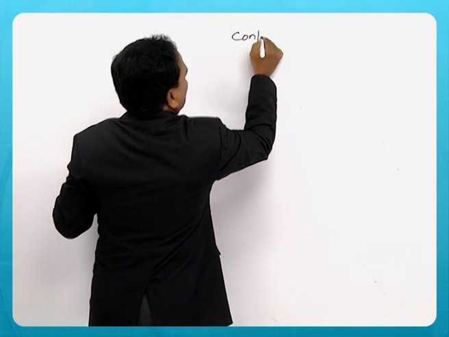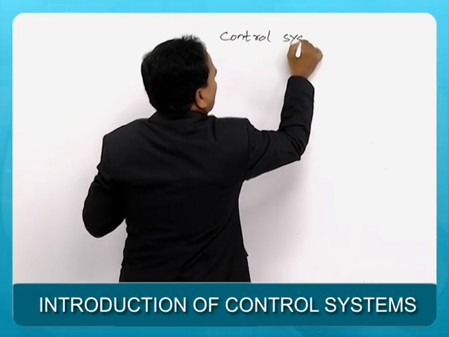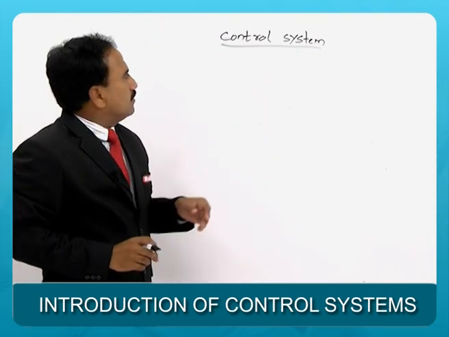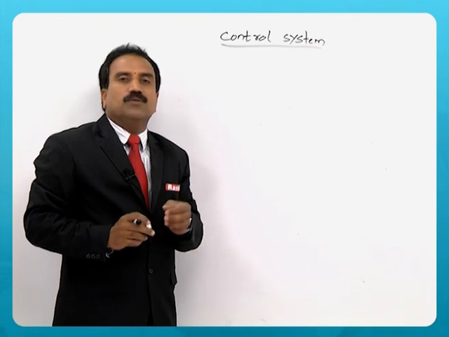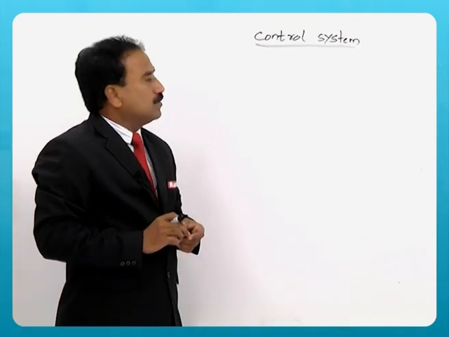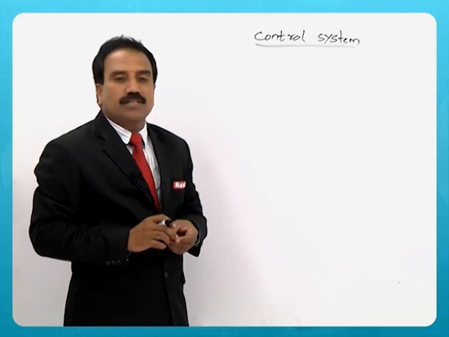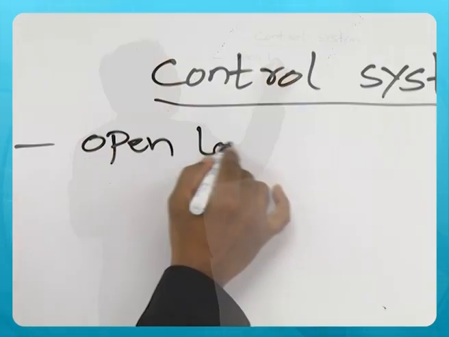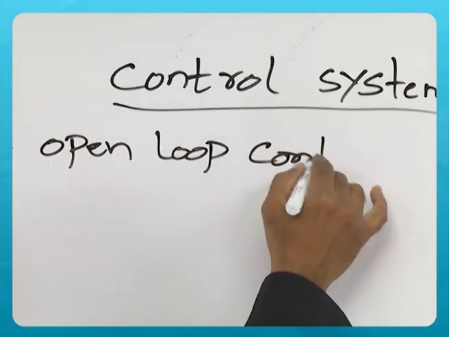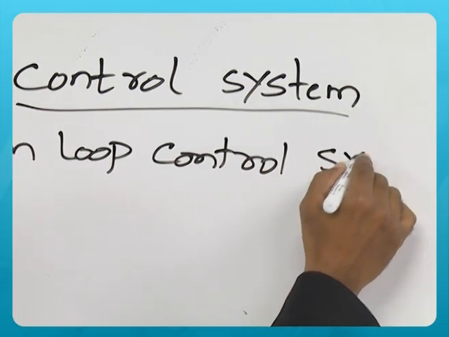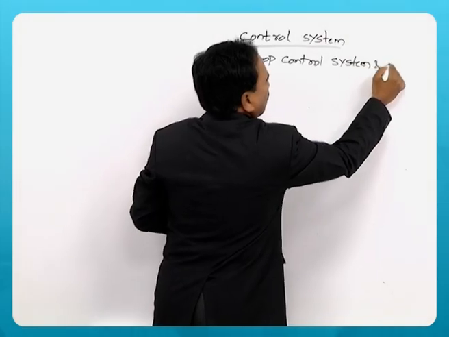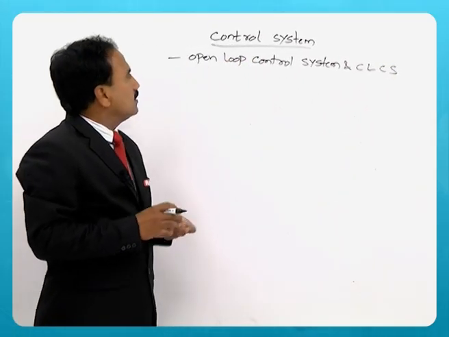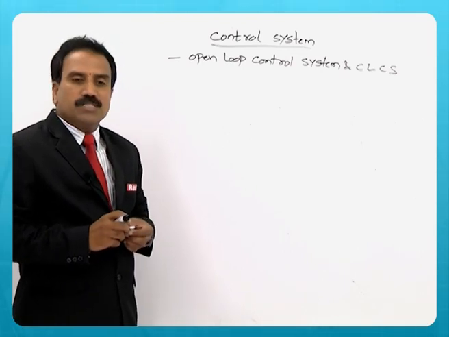As I said, this subject, this control system, there are 6 to 8 units into which the total subject is divided. So, our focus in this particular subject is open loop control system and closed loop control systems. Our attention is to analyze the given open loop and closed loop control system.